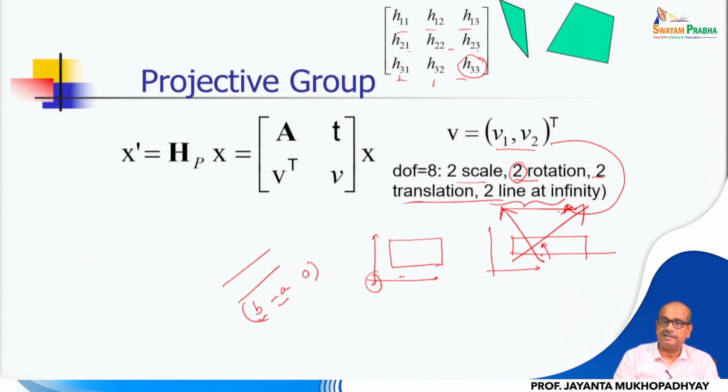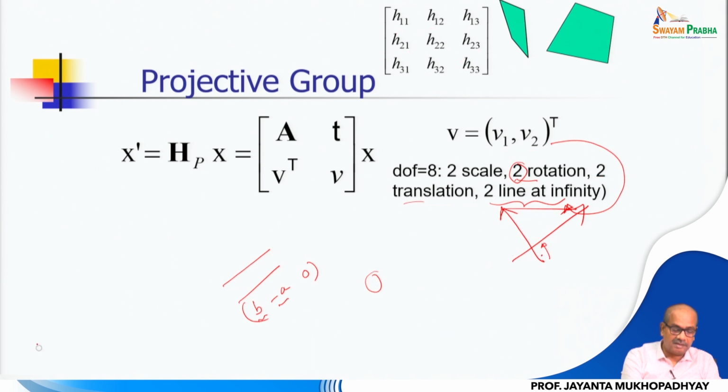So overall, you can see there are 8 degrees of freedom, and this is how these kinds of parameters are explaining these degrees of freedom. Otherwise, just from these coefficients, you may not be able to explain this part. With respect to transformation, you have to consider.